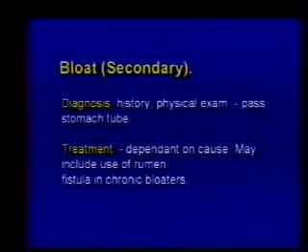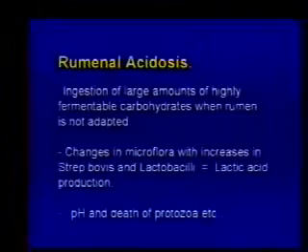If it's a chronic condition, we may use a rumen fistula in chronic bloaters. The second condition is ruminal acidosis. Ruminal acidosis is caused by an ingestion of a large amount of highly fermentable carbohydrates when the rumen is not adapted. There's too much concentrate, too much fermentable carbohydrates in relation to fiber.